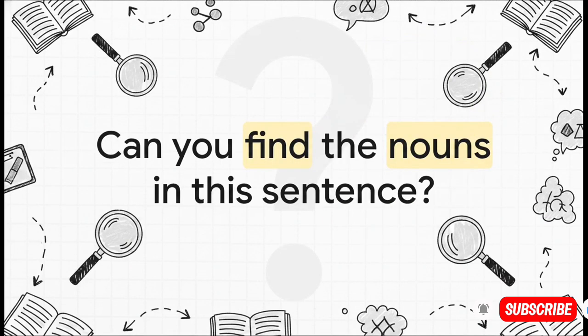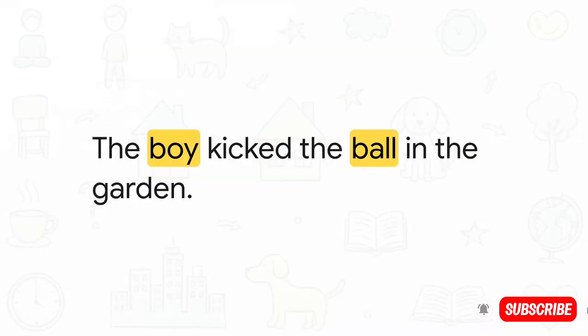All right, you've seen the mechanics, so now it's your turn for a quick practice round. Time to put on your grammar detective hat. Do you think you can find the nouns in the next sentence? The boy kicked the ball in the garden. Now, I'm going to give you 5 seconds to identify the person, the place, or the thing. Ready? Go.